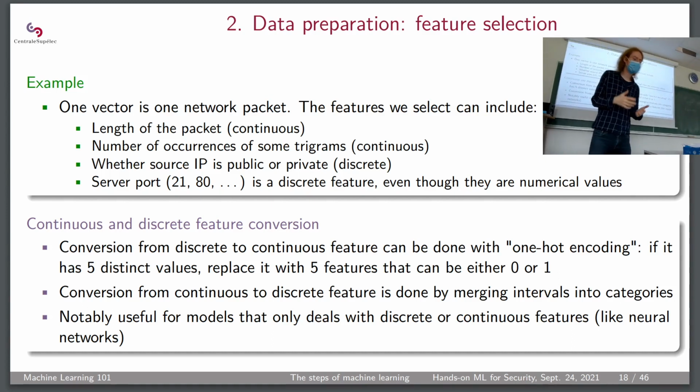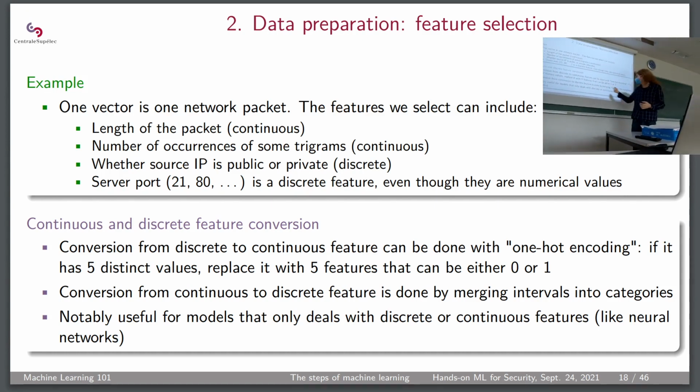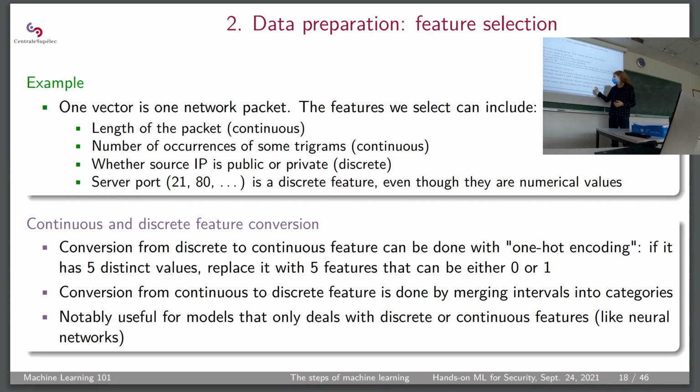And this is notably useful because some models can only deal with either discrete or continuous data. Notably, neural networks can't work with discrete data. So we need to use some trick, like one-hot encoding, to make use of them.